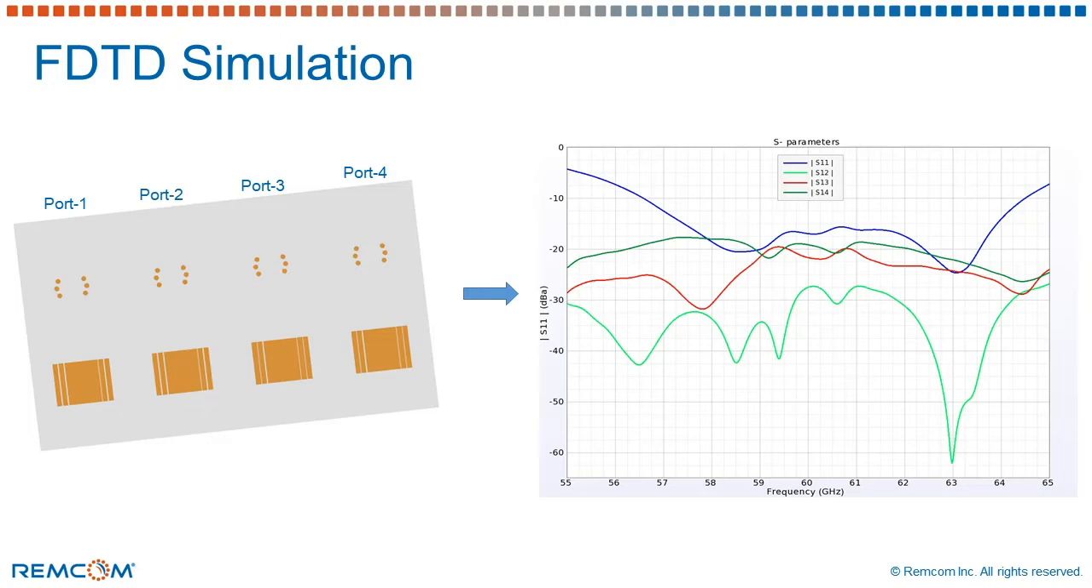The blue curve demonstrates the S11 of the antenna array. Looking at the S11 curve, we realize that the antenna element has a bandwidth of roughly 8 GHz spanning from 56.5 to 64.5 GHz with decent isolation between the other ports.